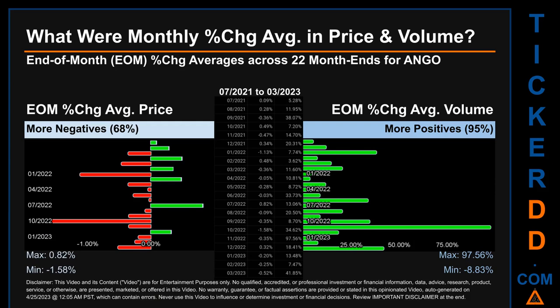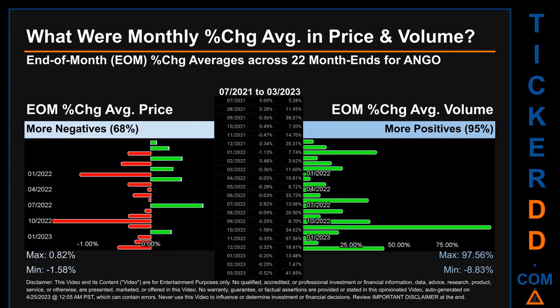What were end-of-month percentage change averages in price and volume for ANGO? The monthly average of percentage change in price and in volume were calculated for each of the 22 month ends. That calculation took daily percentage changes and averaged them for each given month. If a month end came out negative, then it means that the month summarily saw a negative change.